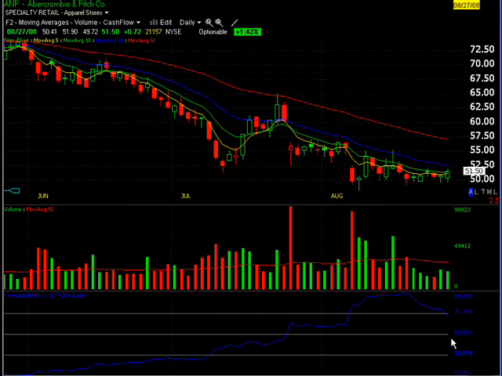Okay, so the first thing I want to talk about as we have our charts up here is what I call my short term template. I have the 5, 10, 20, and 50 exponential moving average. Again, I have the 5, which is this yellow line. I have the 10, which is the green line. The 20 exponential moving average, which is blue, and the 50, which is red.